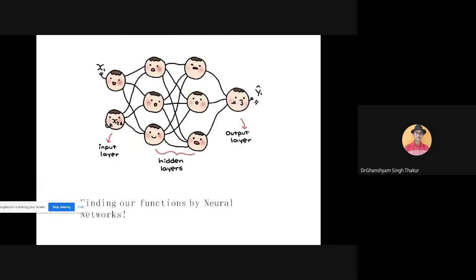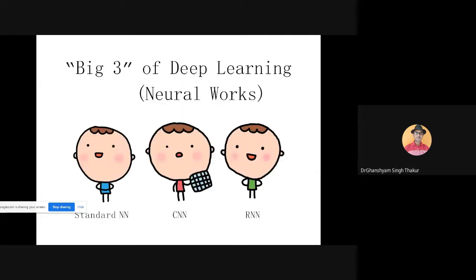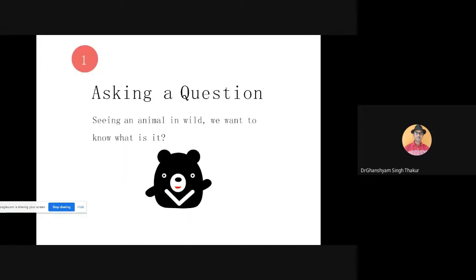So we define our functions by neural network. In a neural network, you have to have the problem, and the particular neural network includes the input layer, output layer, and some hidden layers. So the big three of deep learning neural networks are the standard NN, CNN, and RNN. So these are the big three: standard NN, CNN, RNN.